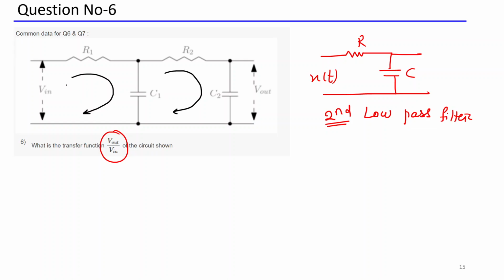So in the first loop, the current is flowing here. Let's assume that it is I1. Here this current is I2, and here the output V out is given. For the first loop, I am applying KVL on the first loop. So can anybody tell me what is the equation?